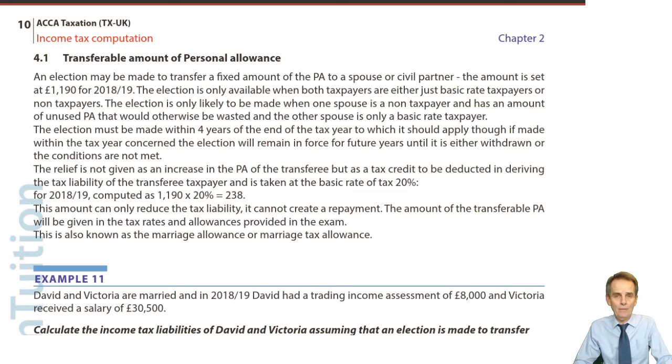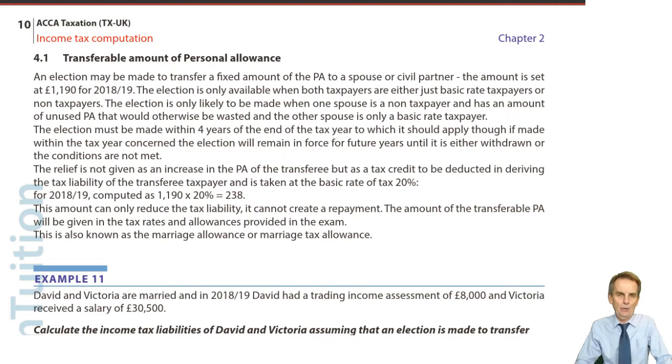Well, at the end of the previous session, we saw how, if an individual had adjusted net income, as we called it, in excess of £100,000, it would lead to a reduction in their personal allowance. These are high income people that we're talking about. Well, in this next section, the transferable amount of the personal allowance, we're going to the other end of the spectrum in terms of the level of income that an individual has.